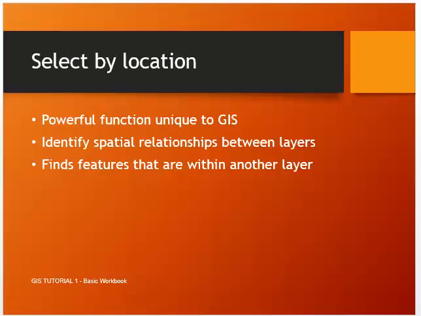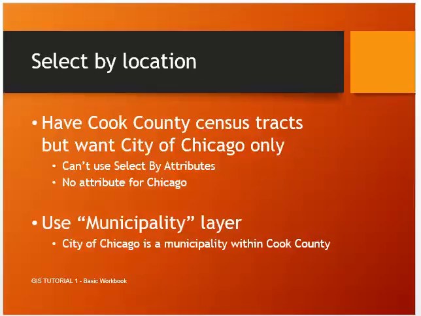But now we're going to look at how we can select records based on their location, their relationship with other layers, or how they relate spatially. So in this case, we have our Cook County census tracts, but we're really interested in only the city of Chicago. But there's not an attribute in the table for Chicago to identify those tracts that belong to the city of Chicago.